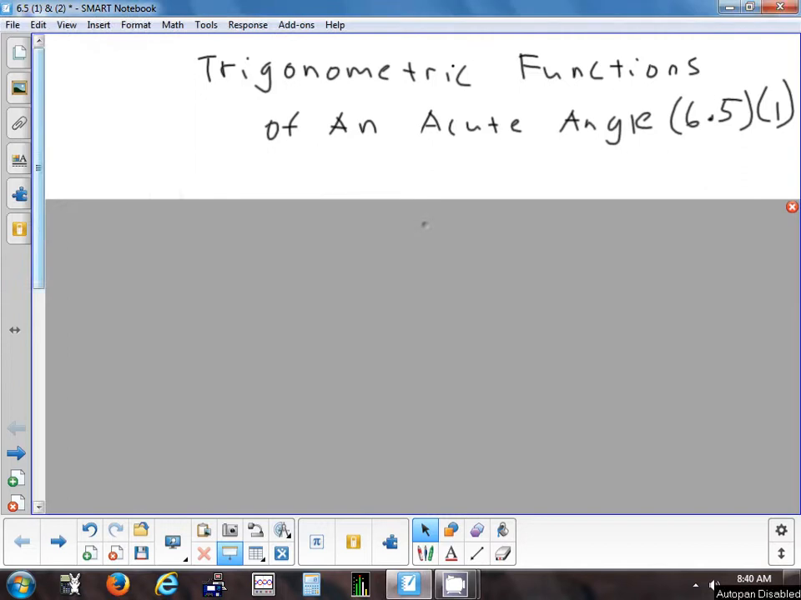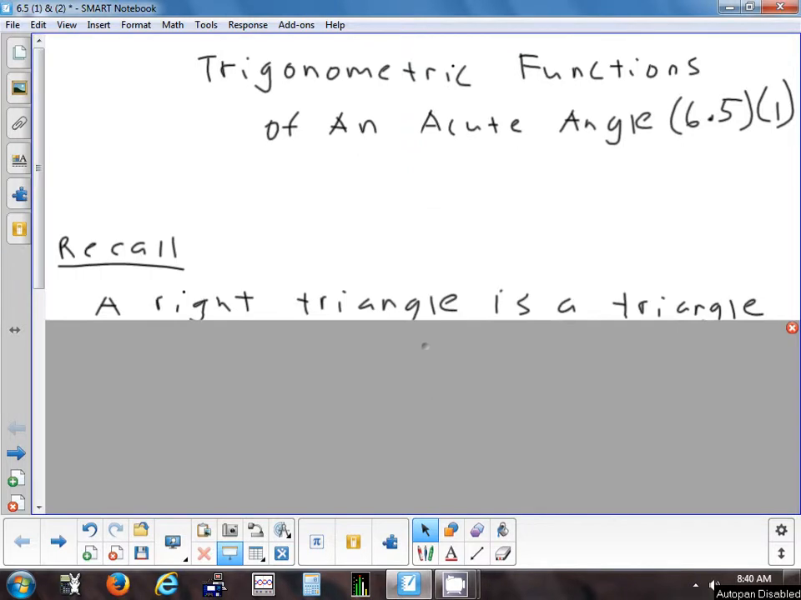Right, so last time we took a look at graphing sine and cosine. This week we're going to step back from the graphing and the visual stuff and focus more on the algebra side. We're going to look at what are called trig functions of an acute angle, which basically means we're going to be using right triangles.